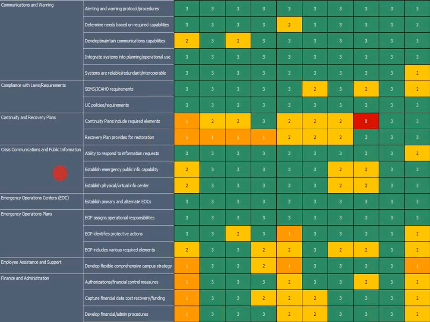Is that what each column represents there? Is one of the campuses? Yes, that's why I hit the columns. It represents the campuses.